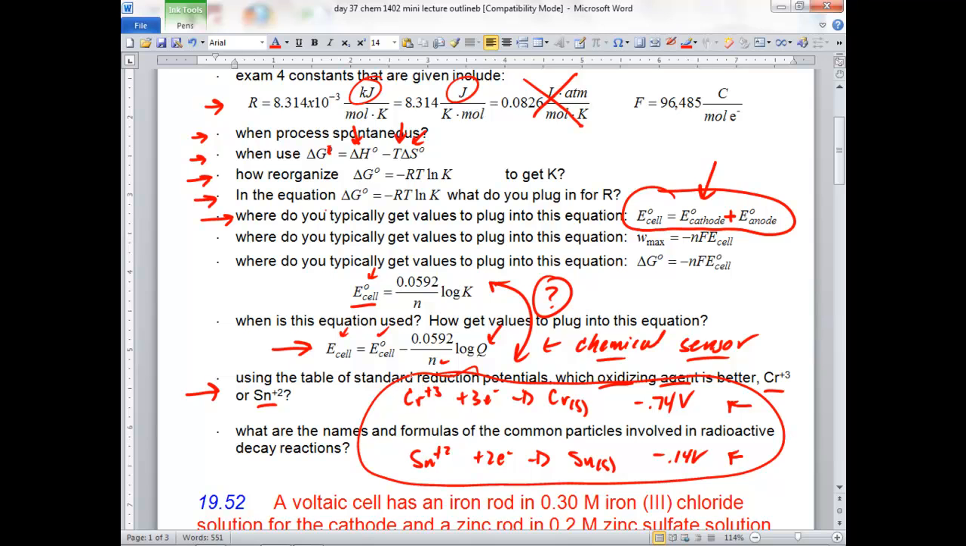The tin 2. Because it's only negative 0.14. Right? That would be the stronger one.